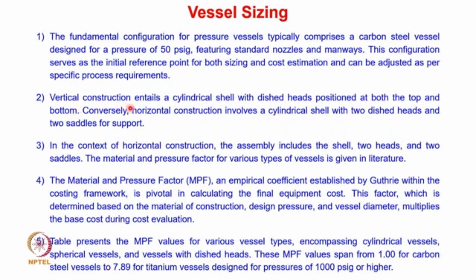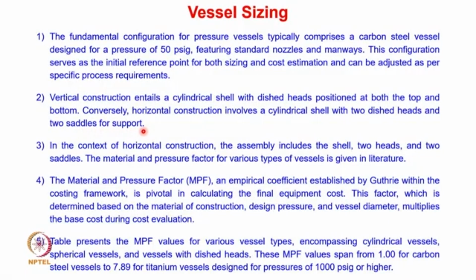Vertical construction entails a cylindrical shell with dished heads positioned at both the top and the bottom, whereas the horizontal construction of the cylinder involves the cylindrical shell, two dished heads and two saddles for support. So you can see that whenever we have the horizontal design, these additional saddle supports are required. Again, in a horizontal construction, the assembly includes the shell, two heads and two saddles. The material and pressure factors for various types of vessels are also given in the literature.